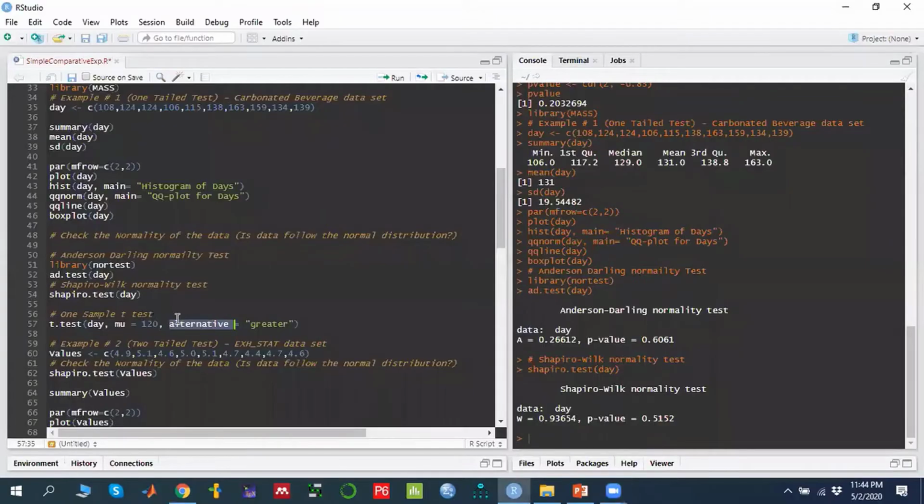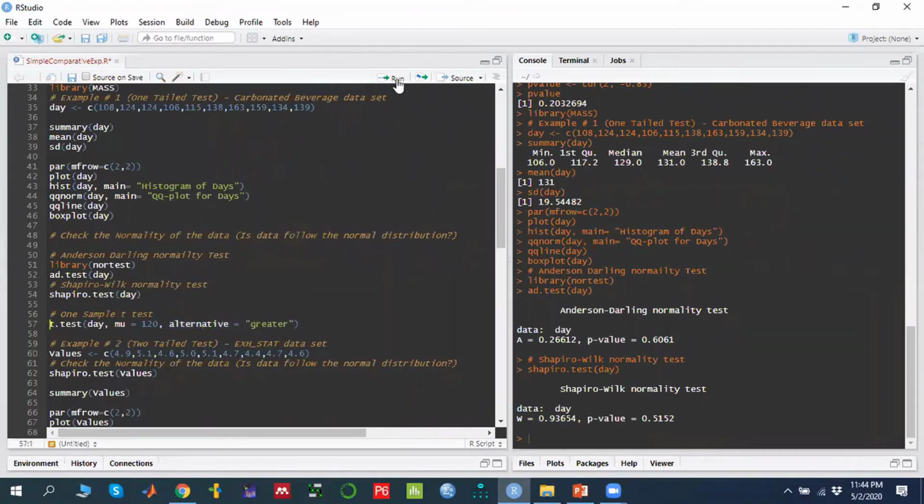So that's why I'm writing alternative equal to greater. If it is less, we can simply write less. If it is two-sided, you can simply write two.sided. If you don't mention anything, by default it will be considered a two-tailed test. Right now it's a one-tailed test, so that's why I'm writing greater.